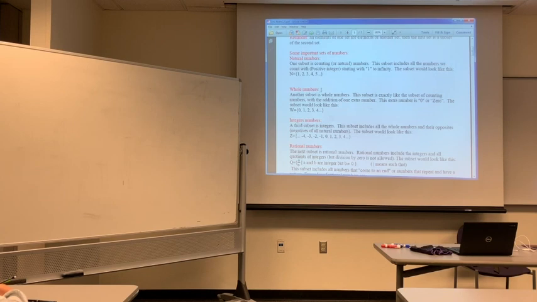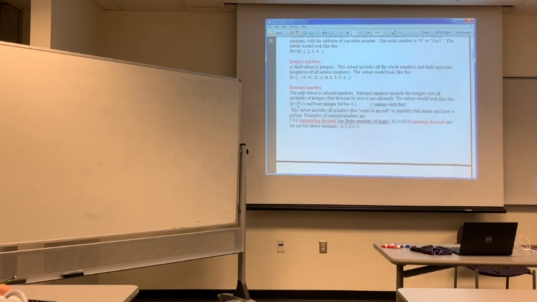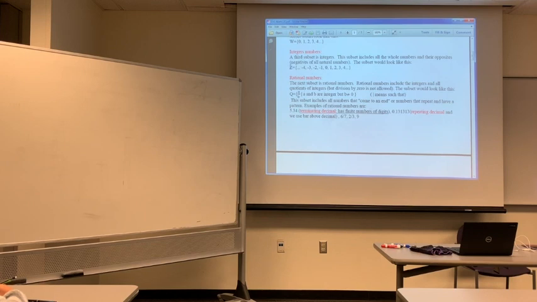And then we have whole numbers. That's W. It starts from 0. That's all natural numbers, including 0, correct? And then we have integers, Z. All the negative and positive of whole numbers, correct?